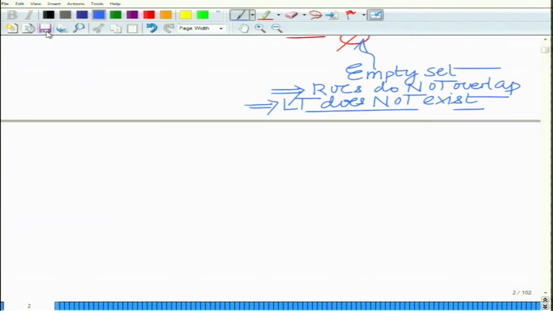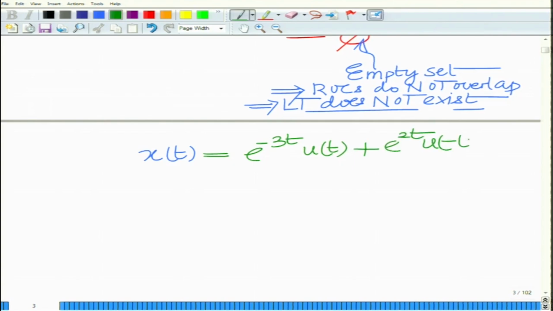Let us look at another example. Let us modify the signal a little bit. Let us now look at the signal x(t) equals e raised to minus 3t u(t) plus e raised to 2t u(minus t). Now, the Laplace transform of e raised to minus 3t u(t), which is e raised to minus a t u(t) with a equal to 3, is 1 over s plus 3, and the ROC is real part of s greater than something.